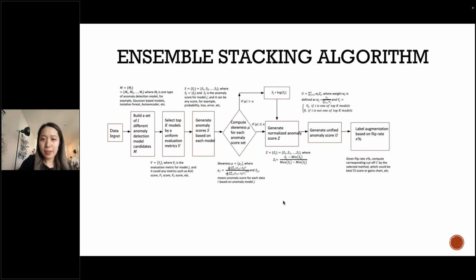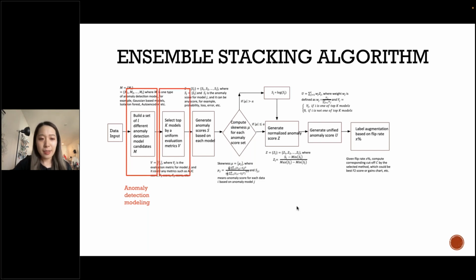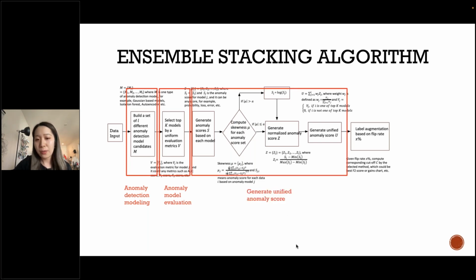In this flowchart, there are four major modules, as I mentioned before. The first one is anomaly detection modeling. The second one is anomaly model evaluation. The third step is generating the unified anomaly score. And the last one is label augmentation.